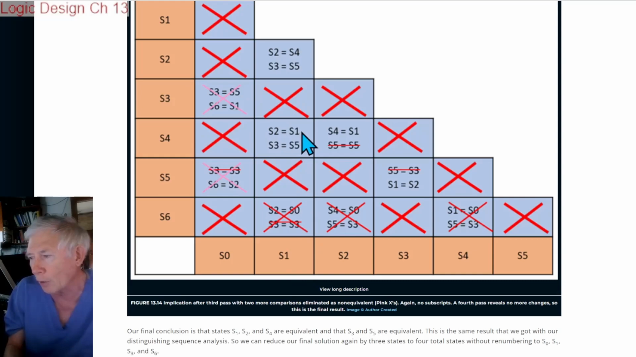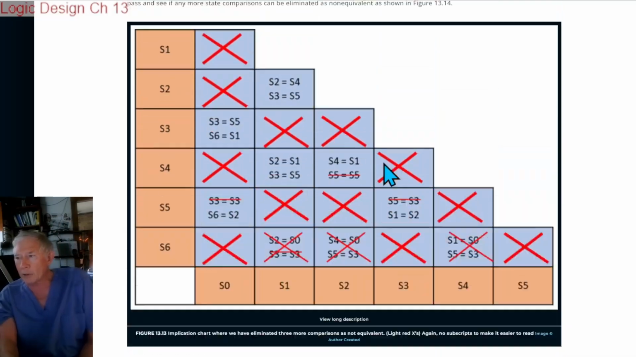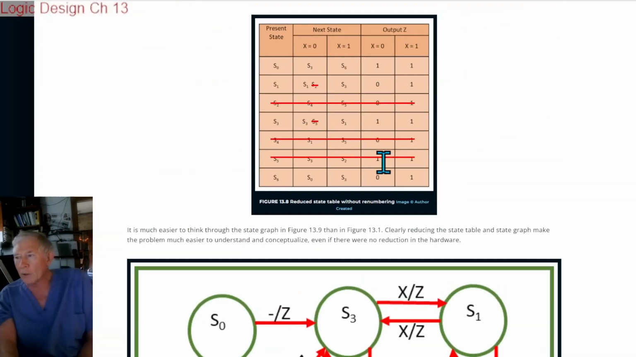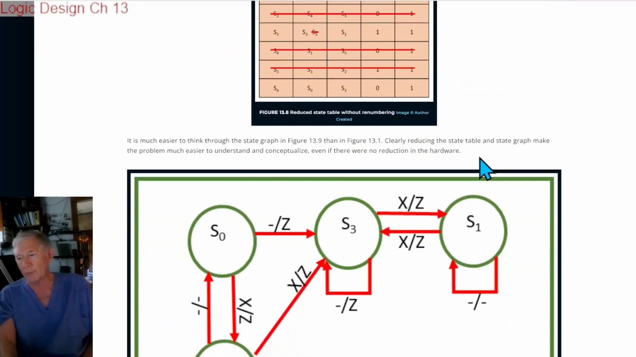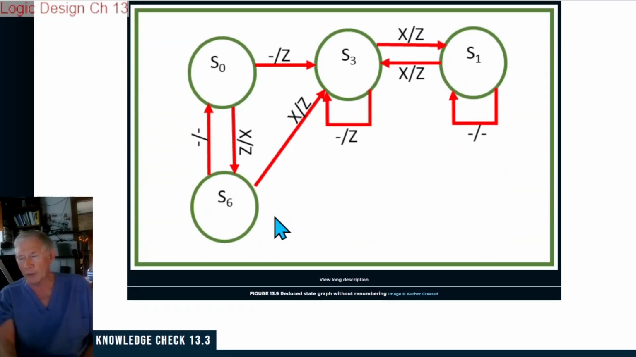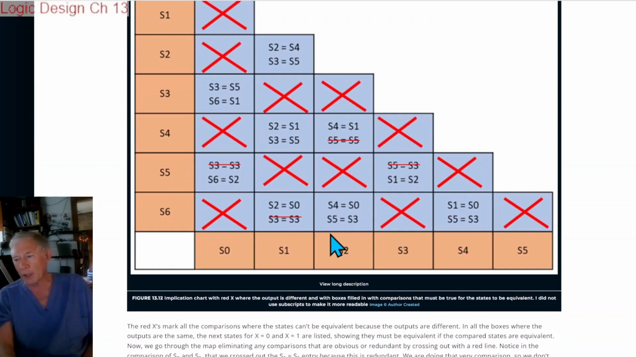S1 and S4 are equivalent. And then S2 and S4 are equivalent. And S3 and S5 are equivalent. So now we go back to our little table up here, and we have three groups again. S0, 1, 2, and 4 are the same, so we substitute 1 in for 2 and 4, and 3 and 5 are the same, so we substitute 3 in for 5, and S6 is all by itself, and that gives us this reduced state table with this reduced state graph with 4 states. And that is how you do the implication chart.